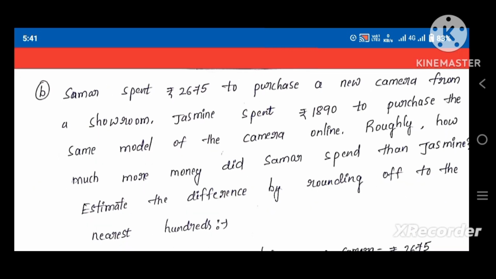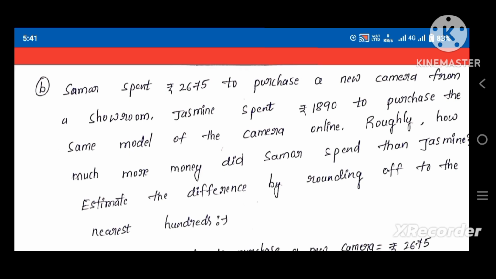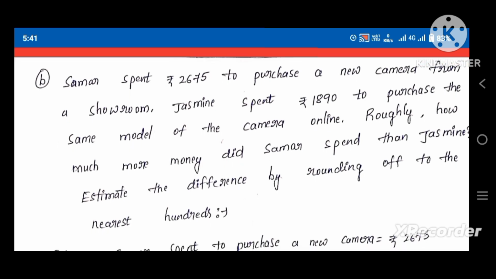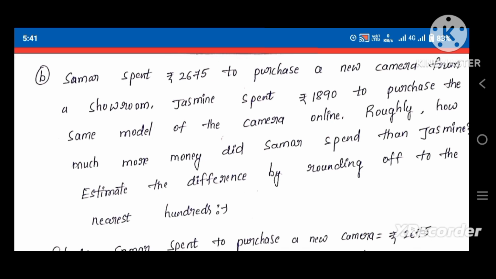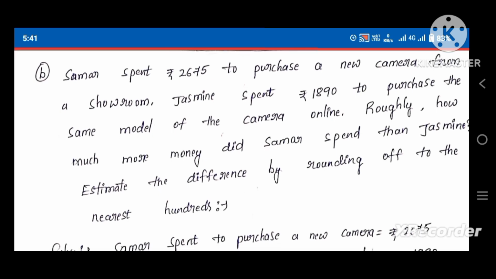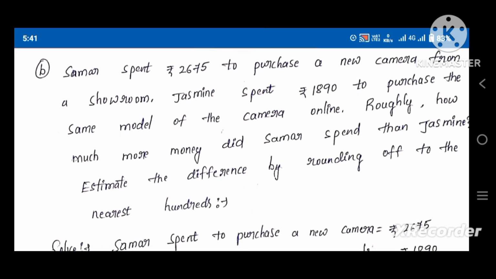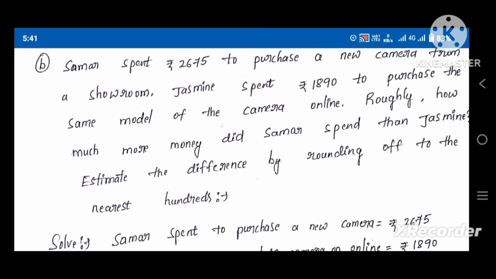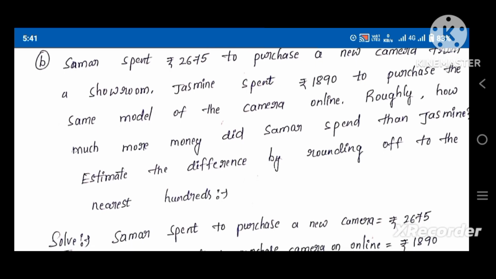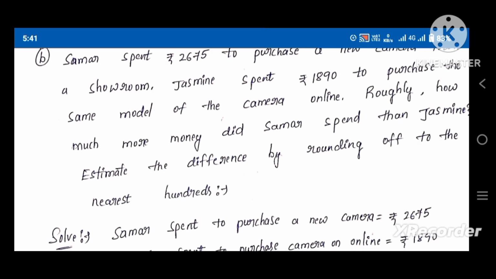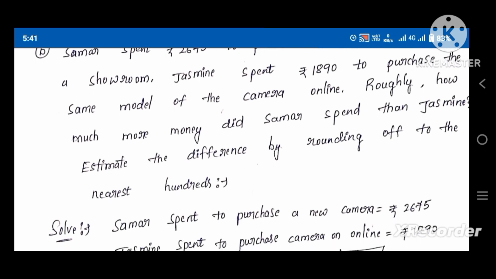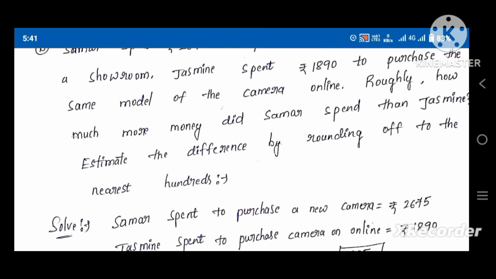Question number B. Sameer spent rupees 2675 to purchase a new camera from a showroom. Jasmine spent rupees 1890 to purchase the same model of the camera online. Roughly how much more money did Sameer spend than Jasmine? Estimate the difference by rounding off to the nearest hundreds.